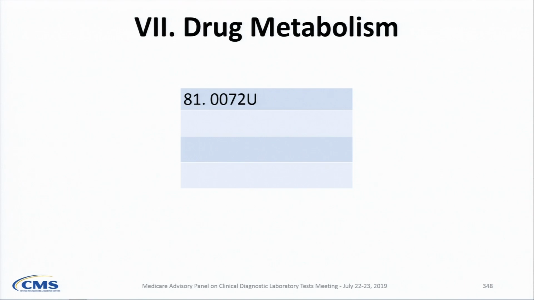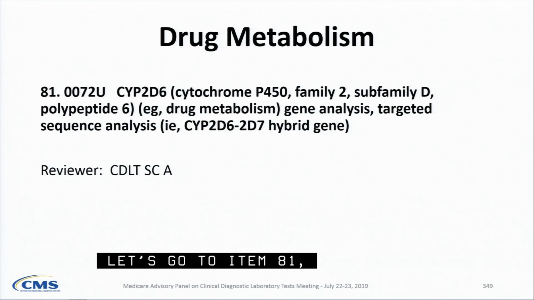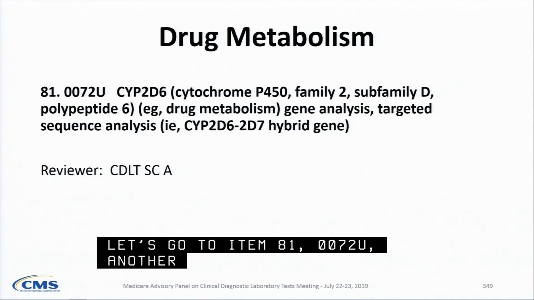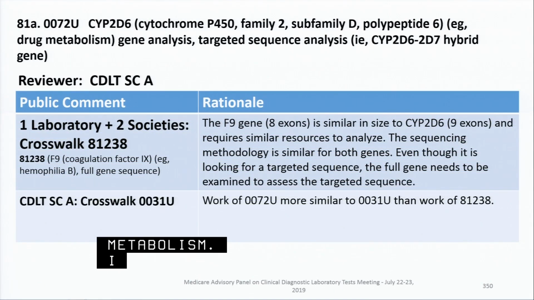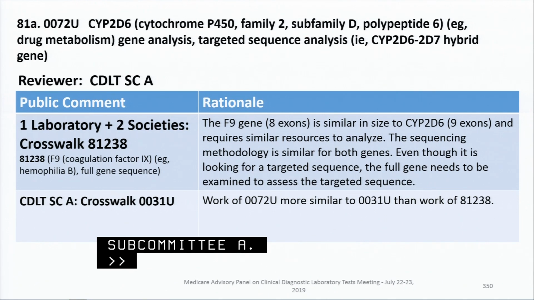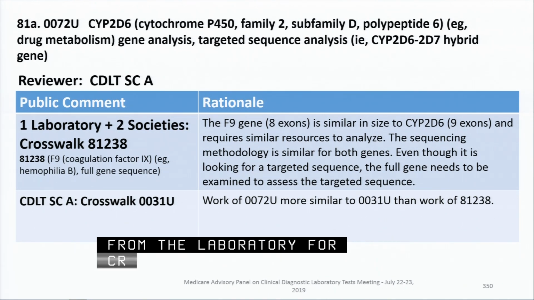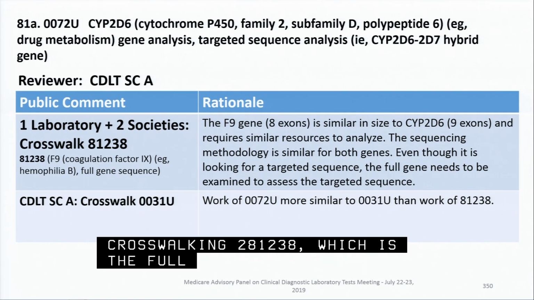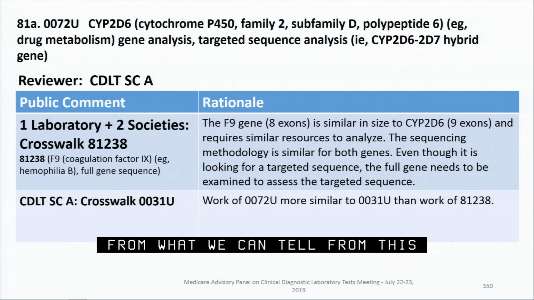Okay, so let's go to item 81, that's 0072U. It's another cytochrome P450 test for drug metabolism. I'm going to turn this over to Dr. Bossler for Subcommittee A. So there was a recommendation from the laboratory for crosswalking to 81238, which is the full gene sequencing for factor IX.